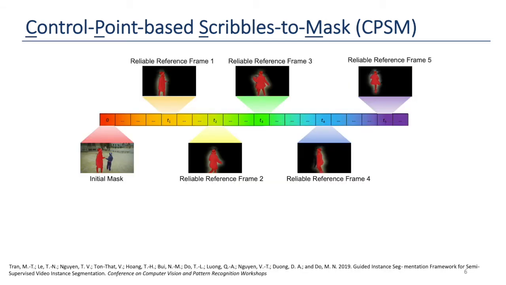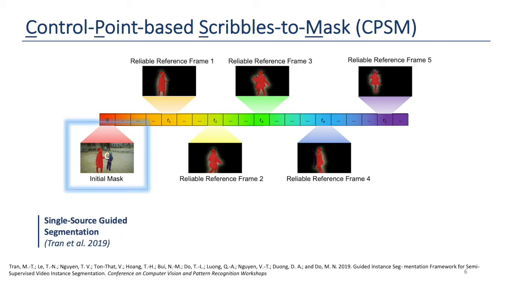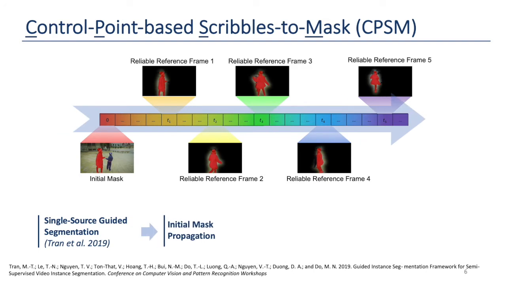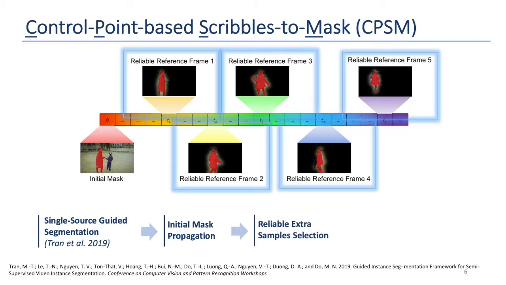The second module called Multi-Reference Guided Segmentation can be described as follows. We have the initial mask from the previous step, and using that, we can do the single-source guided segmentation. Basically, it will propagate the mask across all frames and get the mask result for every frame in the video. After that, we want to look at and validate the result from those frames, and we can select a subset of them, called the reliable extra sample selection.